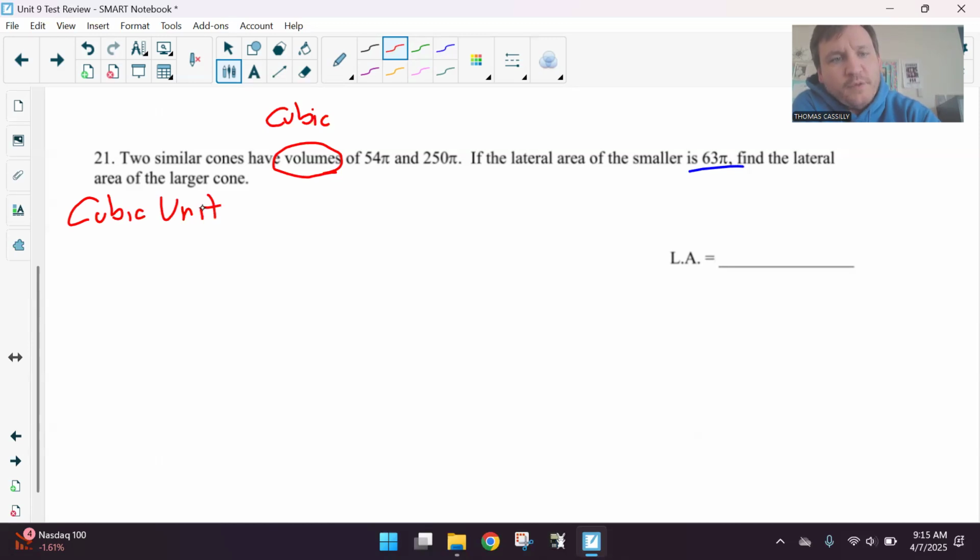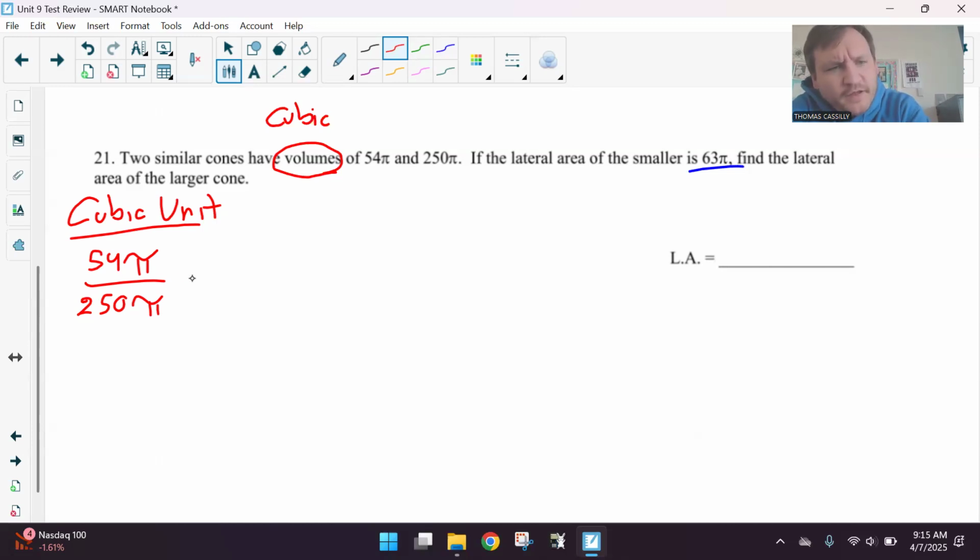I'm going to compare these. Remember, ratios you can write as fractions. That's what I'm going to do. 54 pi divided by 250 pi. All right. So just first thing first, simplify those fractions. So 54 divided by 250. The pi's do end up canceling.